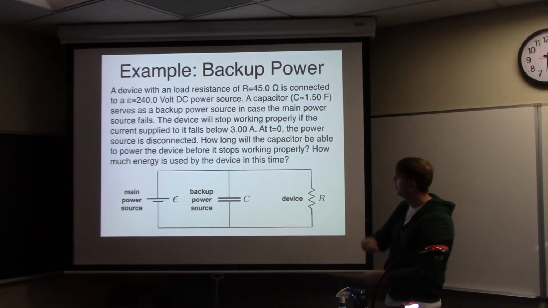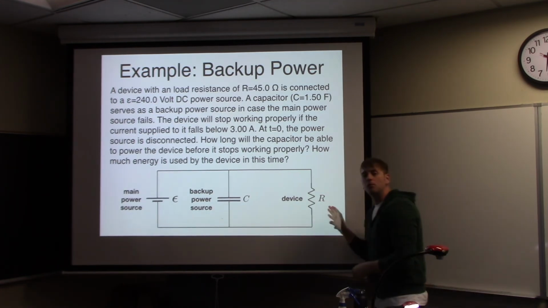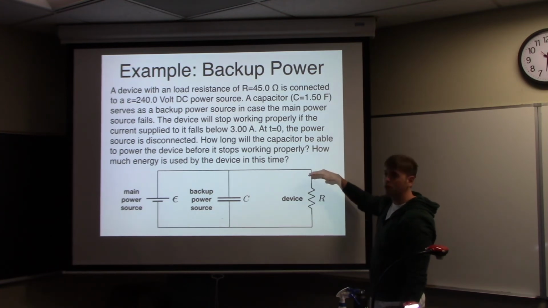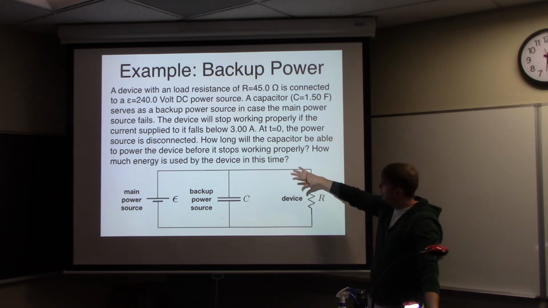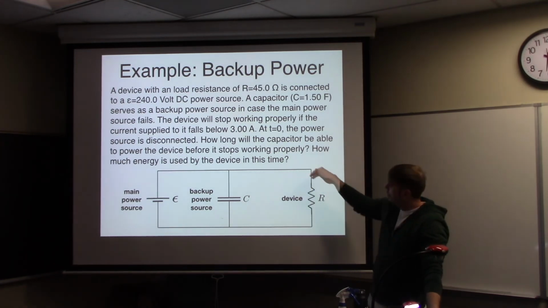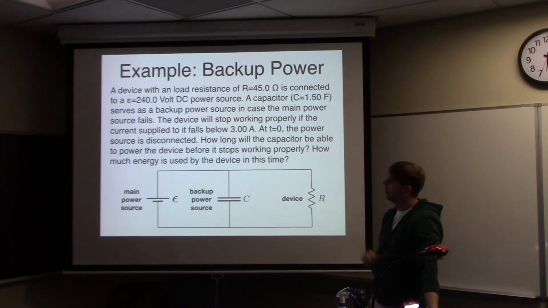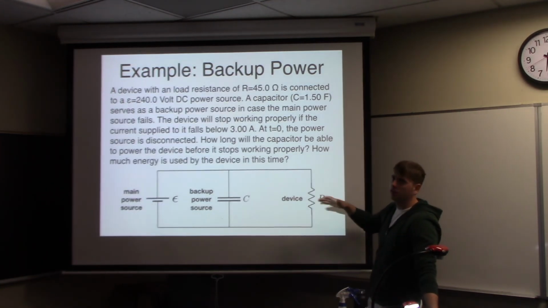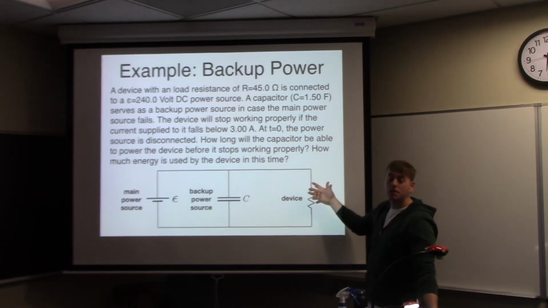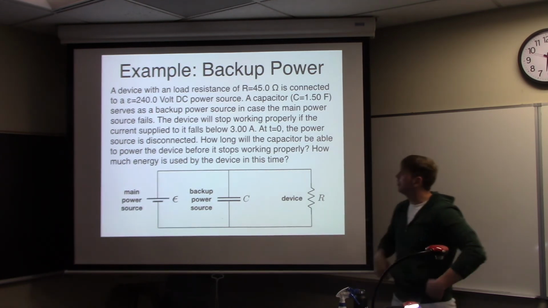Okay, so the device here, we're given some specifics about it. It's going to stop working properly if the current falls below 3 amps. So in other words, if the current is above 3 amps, it works just fine, but if the current gets too small and it falls below 3 amps, it's just not going to function properly. So we always need the current to be at least 3 amps to make it work properly. As far as what this device actually is, it can really be anything. It could be a light bulb, it could be an electric motor, just something that has a resistance of 45 ohms.